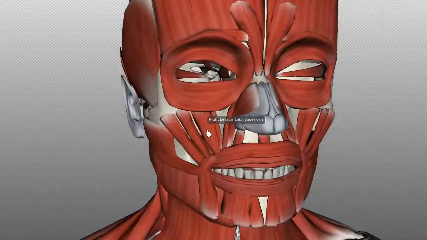Next, we've got the levator labii superioris, and again, the name of this muscle indicates what the function is and where it inserts. Levator means elevator, lifter. Labii is Latin for lips, and superioris means upper. So it's the lifter of the upper lip. Immediately it tells you what the muscle function is.